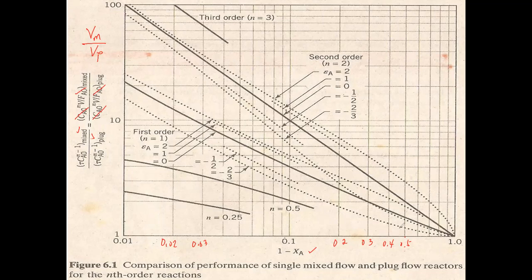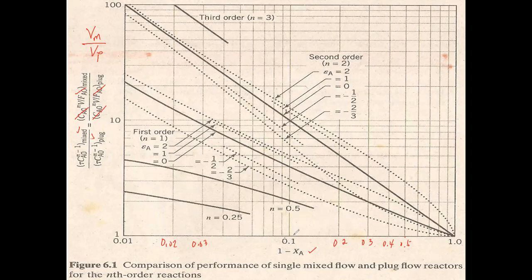So let's use an example wherein it would be possible for us to use this particular diagram. Let's say the degree of conversion is 0.9. Okay, if it's 0.9, so 1 minus 0.9, or that's 90% conversion, you have 0.1.